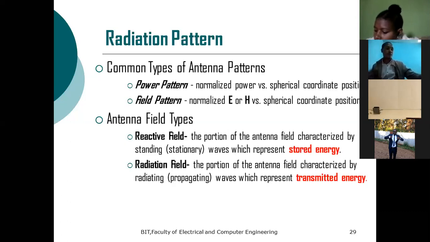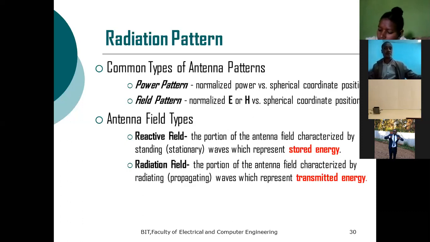So what are the types of antenna pattern? If we have this basic definition for radiation pattern or antenna pattern, what are the common types? Commonly, we have two: the power pattern and the field pattern. For the power pattern, we have the normalized power versus the spherical coordinate position. For the field pattern, we have the normalized electric or magnetic field versus the spherical coordinate position.